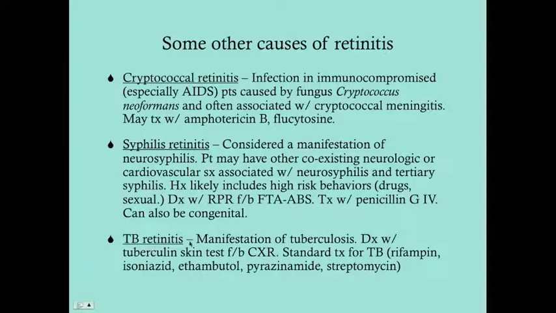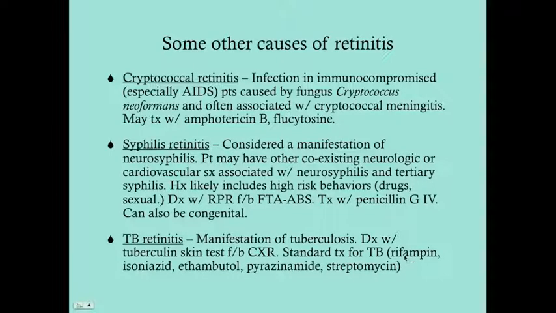And then finally, TB retinitis. This is a manifestation of tuberculosis, obviously. So the way we're going to diagnose this is the same way we diagnose tuberculosis in any other patient. Start with a tuberculin skin test. You'll have 10 to 15 millimeters of induration. That's going to be a positive exam. That's followed by chest x-ray, and then we will give the patient the standard treatment for TB.